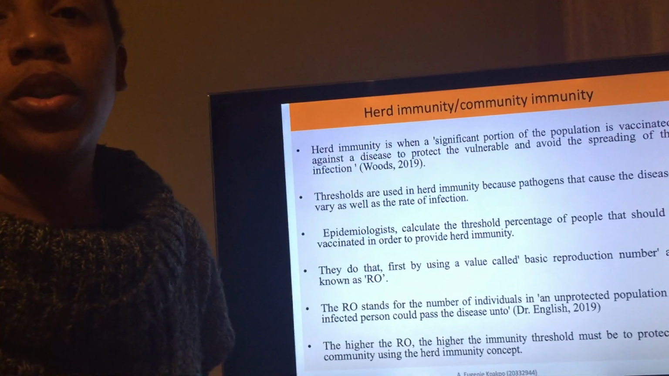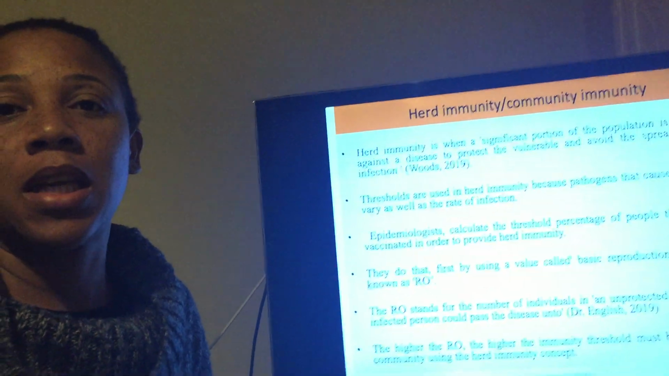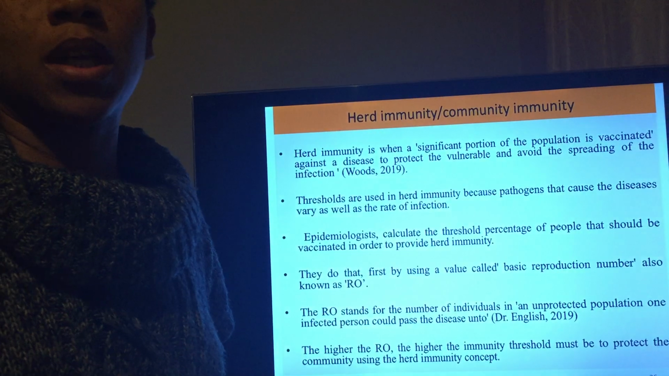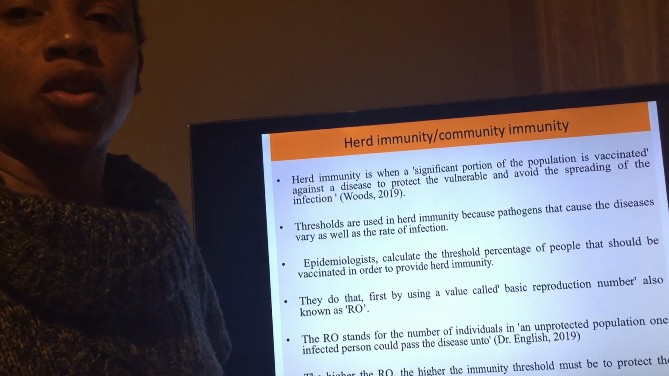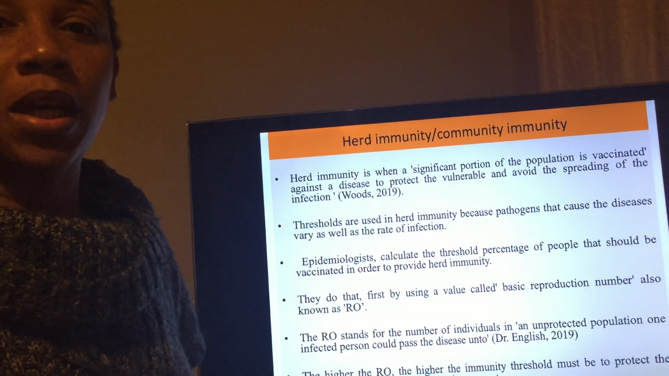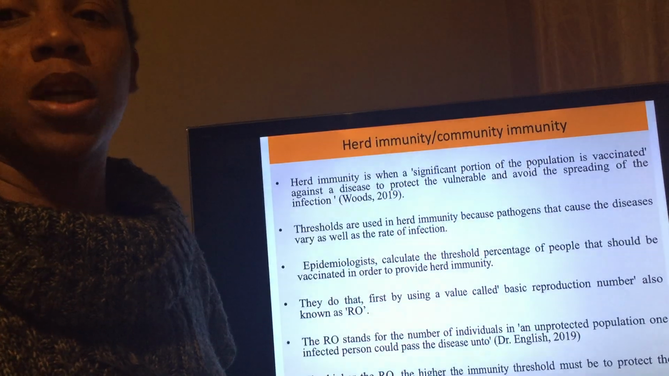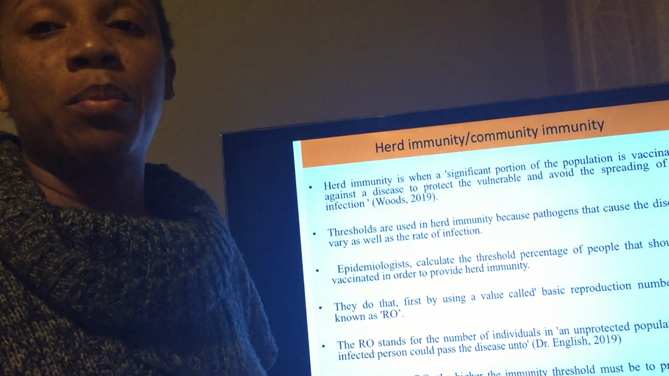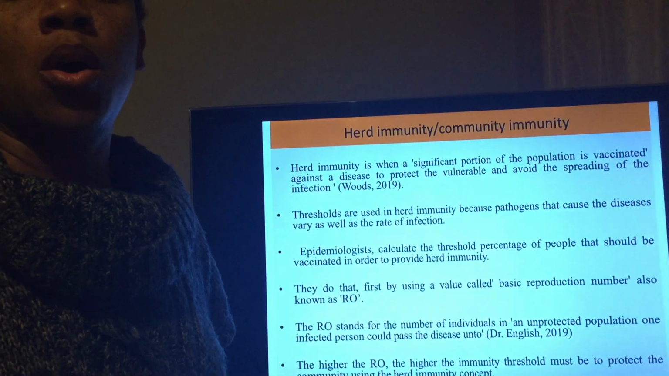Community immunity or herd immunity is when a significant portion of the population is vaccinated in order to stop the spreading of infection and protect the vulnerable. Because the rate of infection and pathogens that cause disease vary, epidemiologists use a value known as the basic reproduction number, or R0, which represents the number of people an affected person can pass the disease on to in an unprotected population.